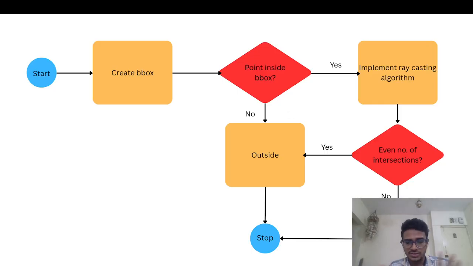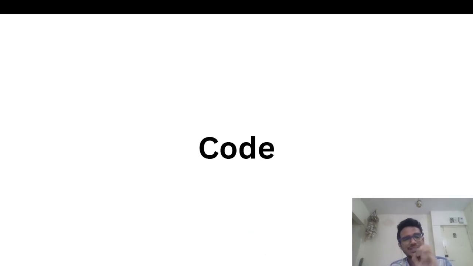Okay. So to sum it all up, the algorithm goes like this. You start, you create the bbox, that is the bounding box of the polygon. Then you check, is the point inside the bounding box? If no, then that is clearly outside. But if it is inside the bounding box, then you implement the ray casting algorithm. Then what number of intersections do you get? Is the number of intersections even? Then that means the point is outside. Else, for an odd number of intersections, it is inside. So now let's look at code. But before that, we'll take an example.